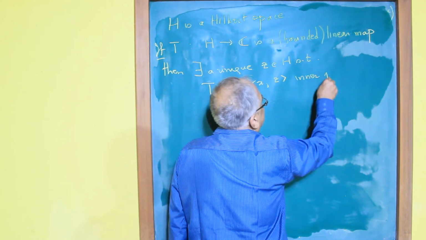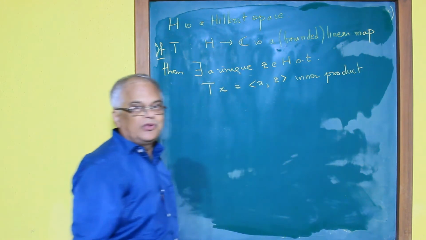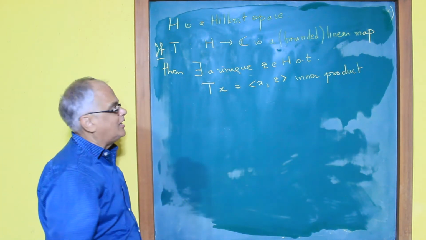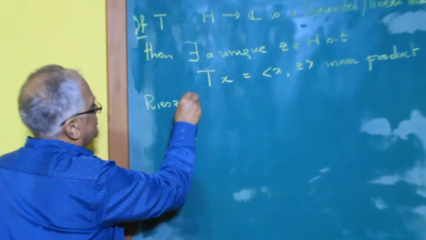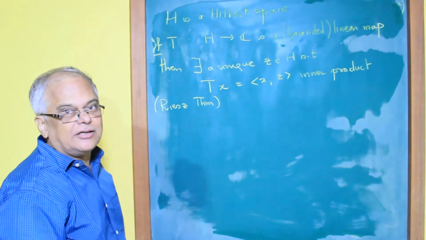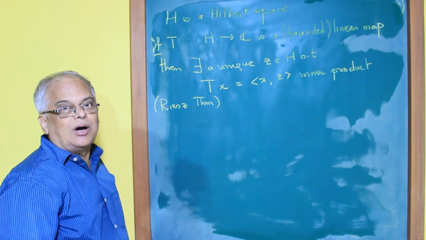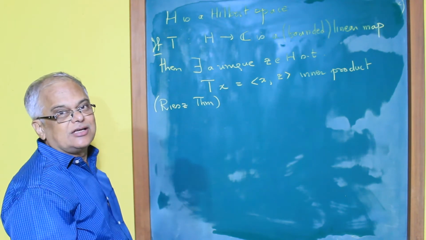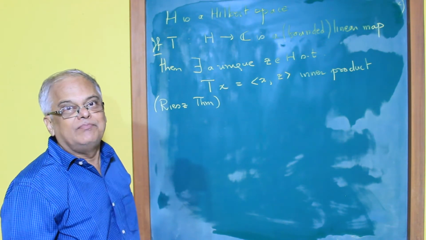This theorem is one of the central theorems in functional analysis. It's called the Riesz representation theorem, or the Riesz theorem. This is exactly analogous to the statement that if you have a linear map T from R^n to R, then there exists a z such that T of x is equal to the inner product of x and z.